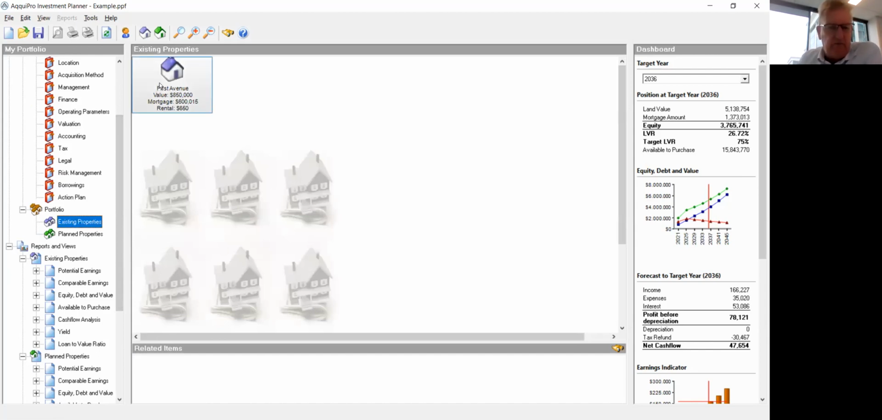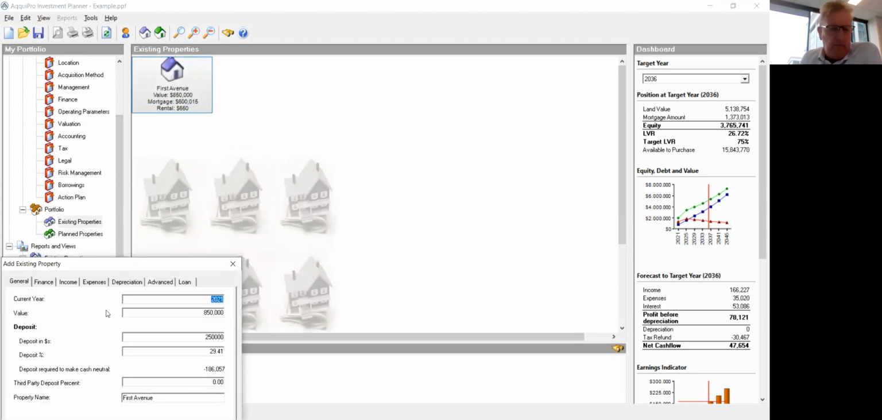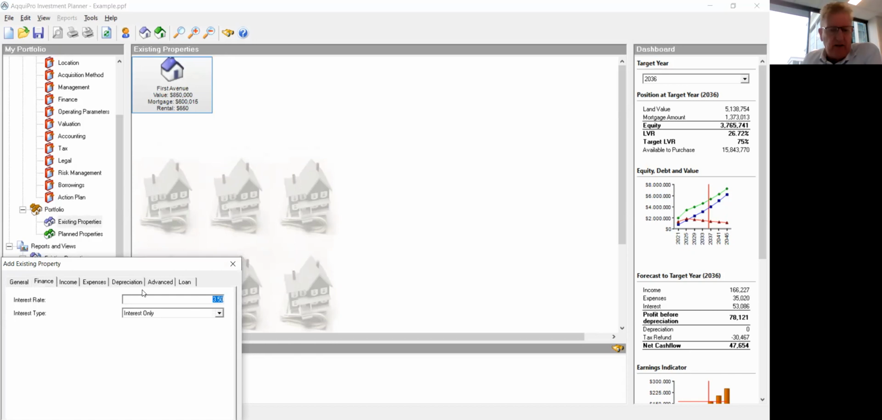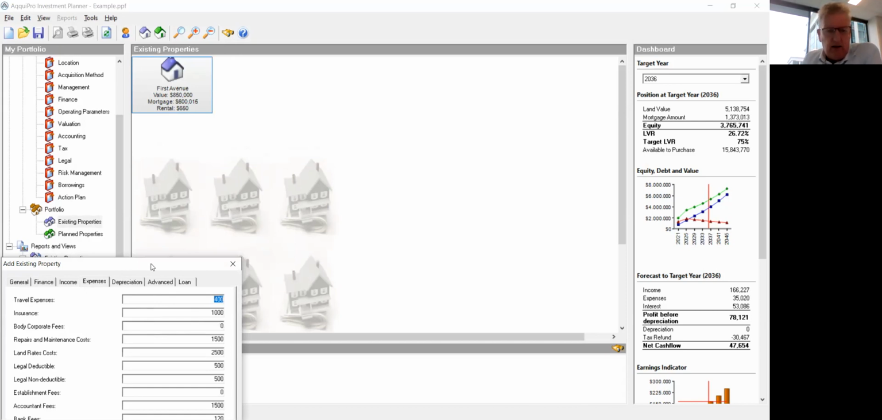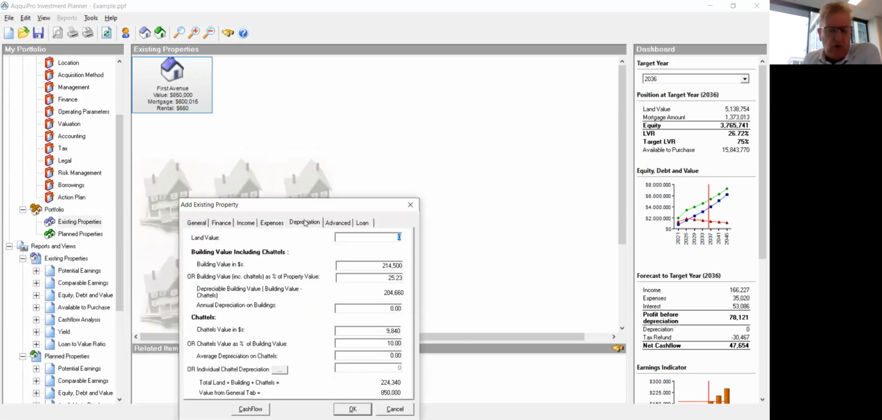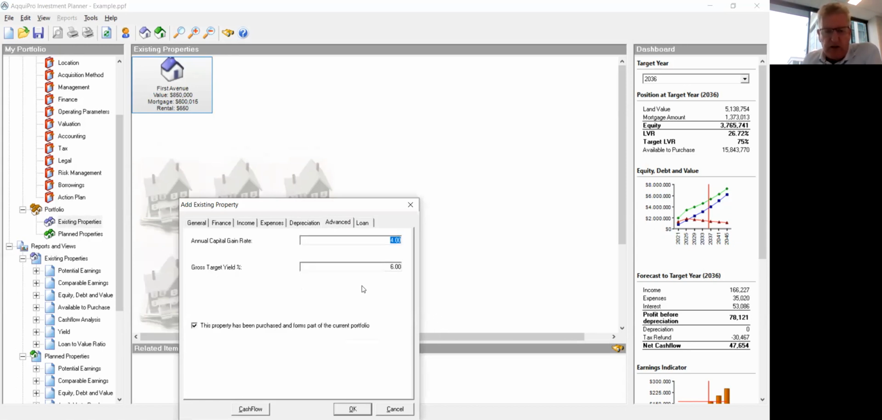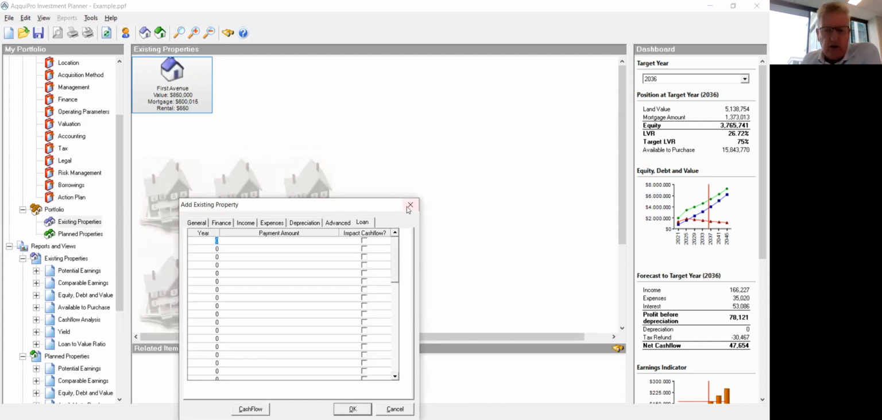A person's got an investment property. I've called it First Avenue. It's worth $850,000. It's got a deposit, so it works out the mortgage for you. Finance at 3.5% interest only. How much they're getting in rent, paying in expenses. Depreciation, not really an issue anymore, so it probably could be left out. What's the expected annual capital gain rate and target yields?